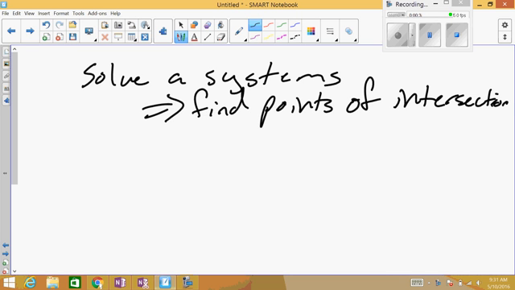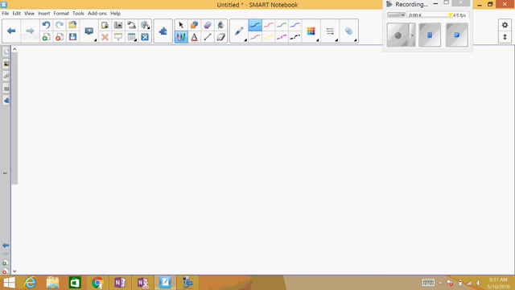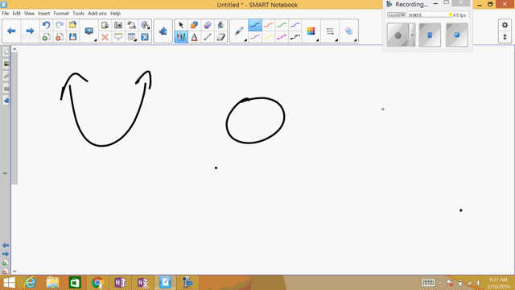So before I go about how to find those points of intersection, I just want to look at our conic sections and how they could possibly intersect. First of all, we've got four conic sections that we've talked about: parabolas, circles, ellipses, and hyperbolas.